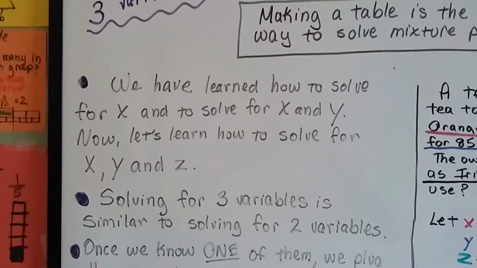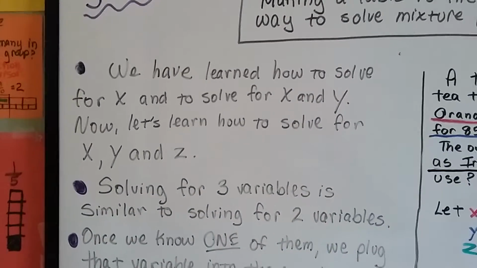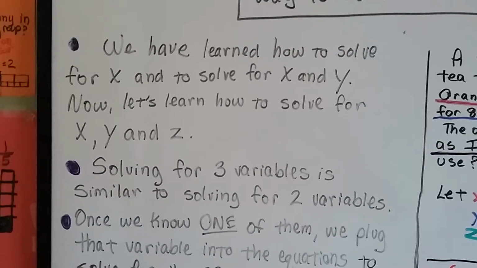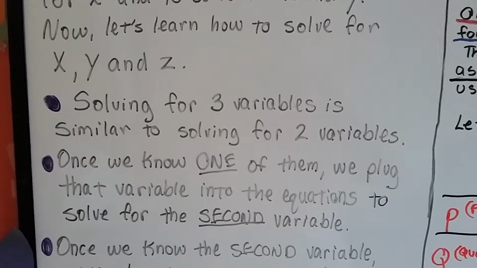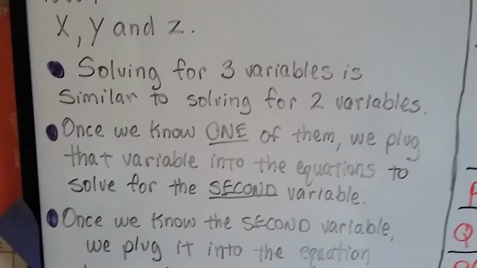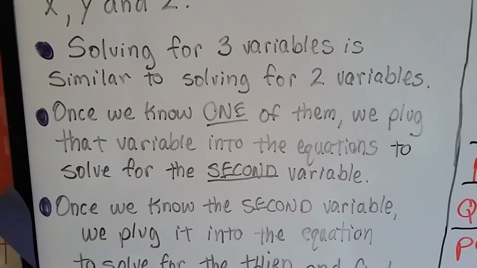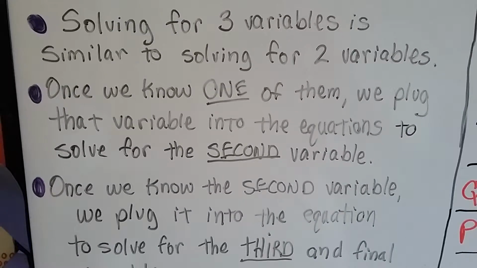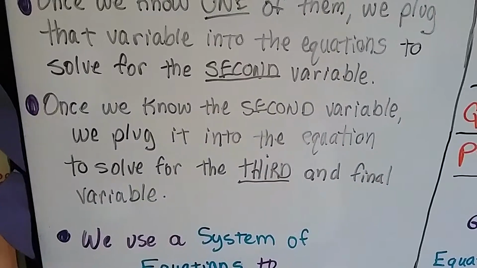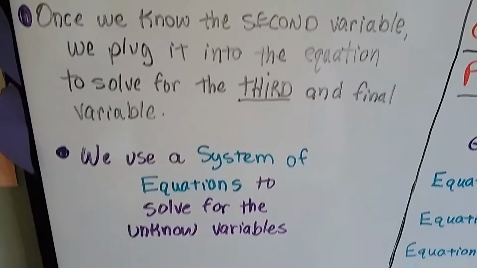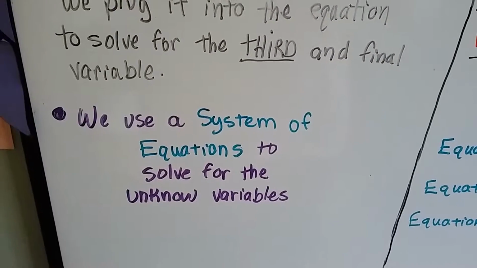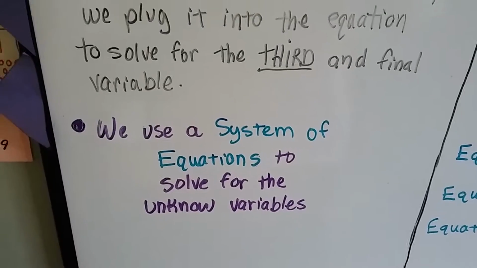So we've learned how to solve for x and how to solve for x and y. Now let's learn how to solve for x, y, and z. Solving for 3 variables is similar to solving for 2 variables. Once we know one of them, we plug that variable into the equations to solve for the second variable. Once we know the second variable, we plug it into the equations to solve for the third and final variable. And we use a system of equations to solve for the unknown variables.